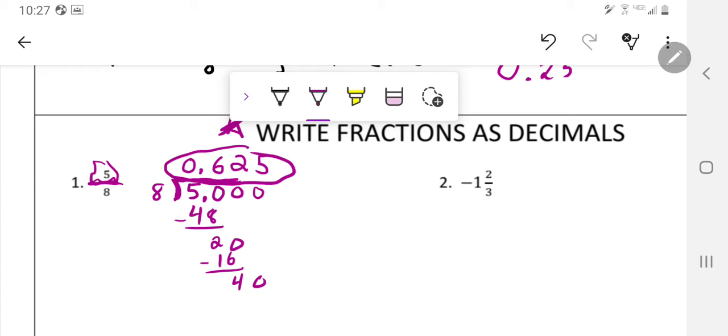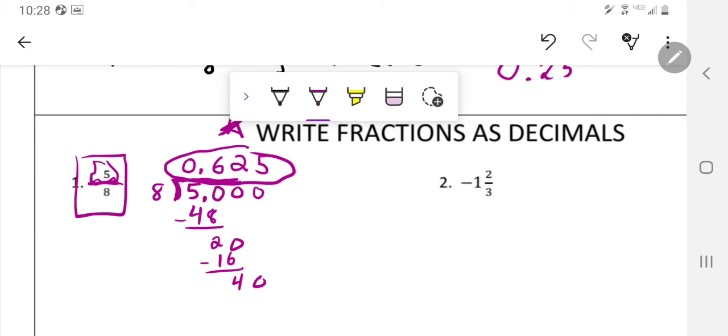Okay, now is that reasonable? Is it 5/8, right? That's 5/8, 5 out of 8. That's a little more than half. And is our decimal a little more than half? I would say yes. 0.625 is a little more than half because 0.5 is half. So 0.500 would be half, and then 0.625 would be a little more than half.